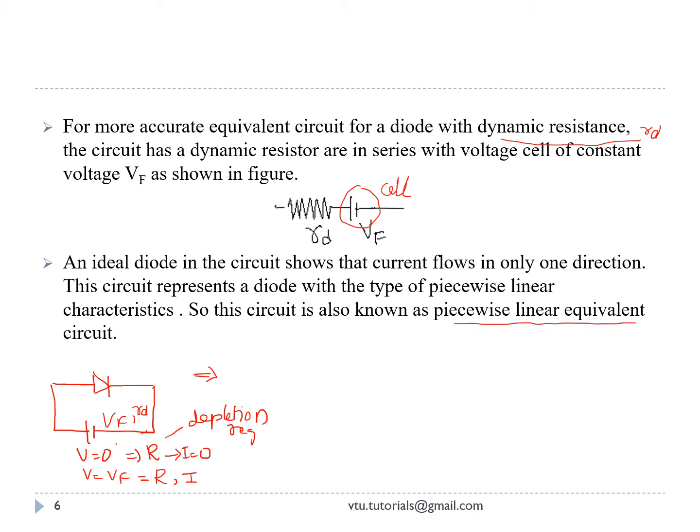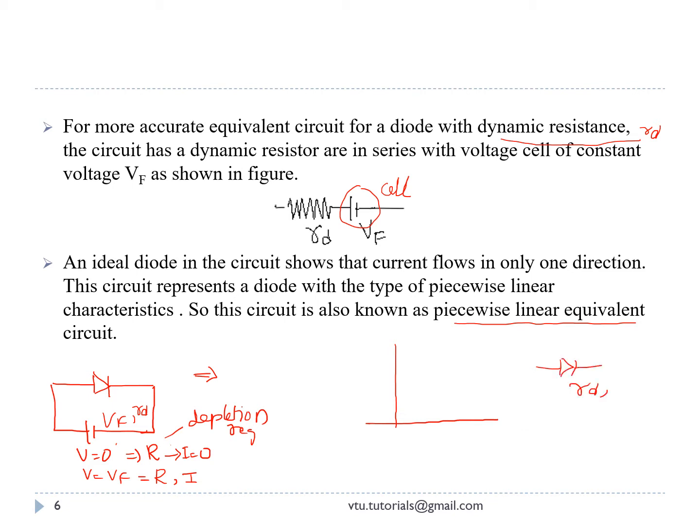circuit. So while studying the piecewise linear approximation of the characteristics, we have seen that we have considered one diode model which is having a dynamic resistance RD.